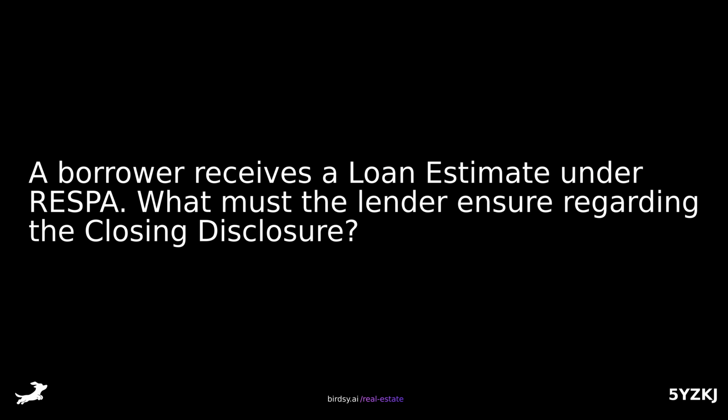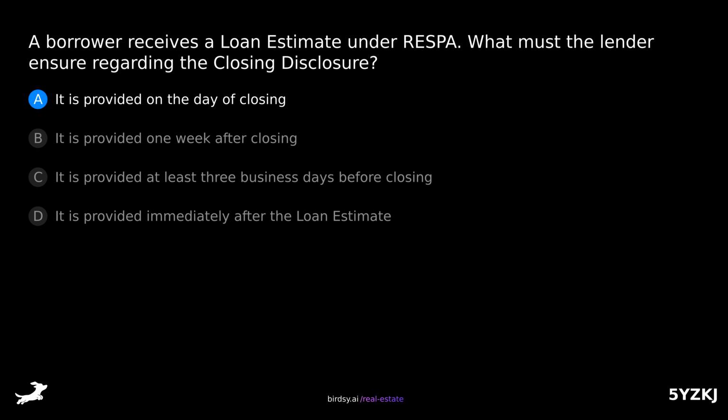A borrower receives a loan estimate under RESPA. What must the lender ensure regarding the closing disclosure? Is it A, it is provided on the day of closing? B, it is provided 1 week after closing? C, it is provided at least 3 business days before closing? Or D, it is provided immediately after the loan estimate?